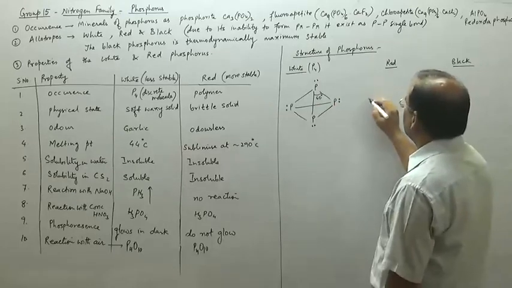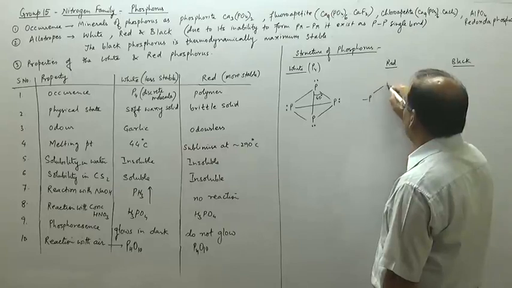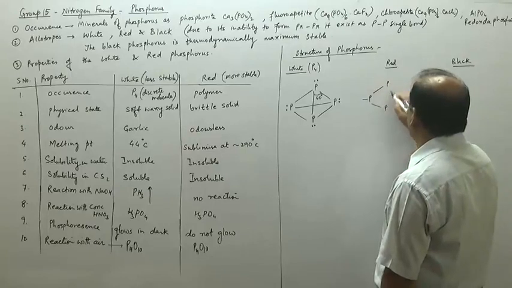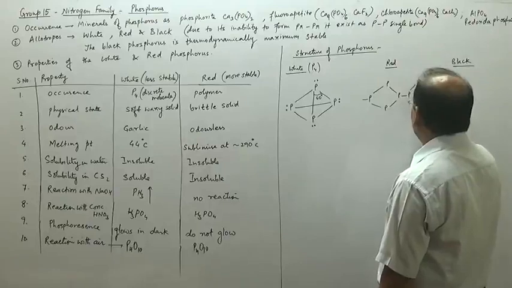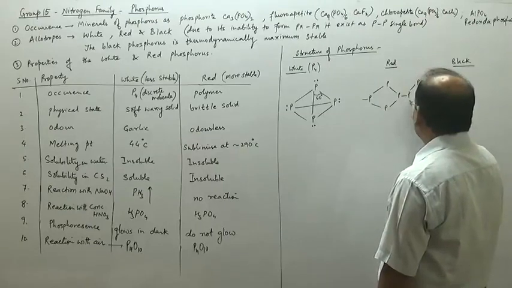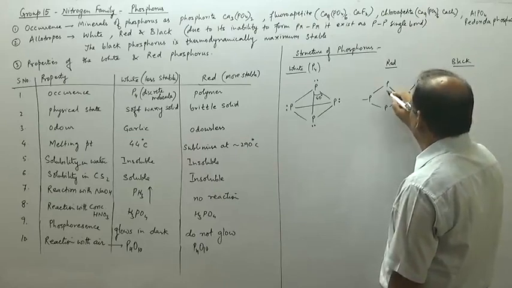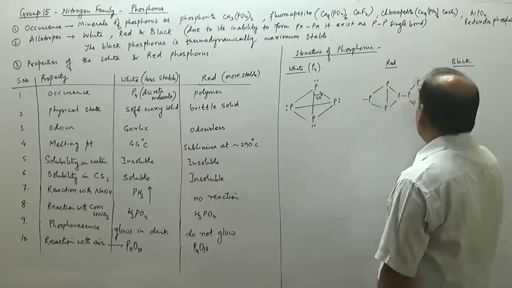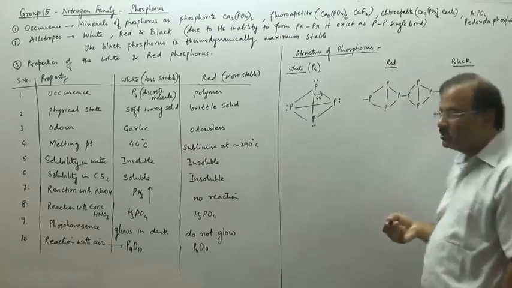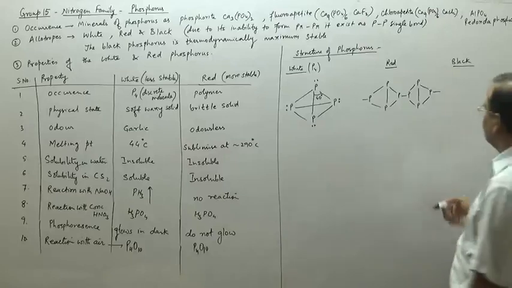Red phosphorus we can write like this. That is a polymeric phosphorus. Then you can write that it is like this. Now I can write it like this also. Because this has 3 bonds, I'll write that it is like this. That is the polymeric structure of red phosphorus.